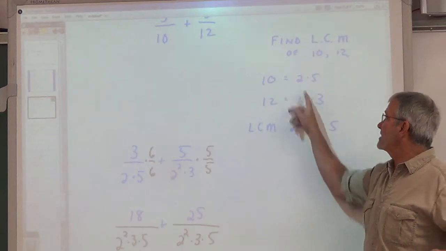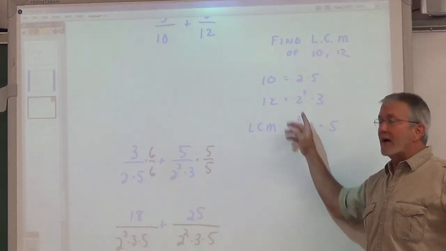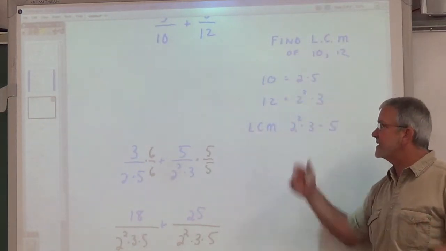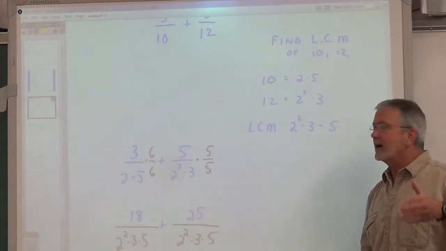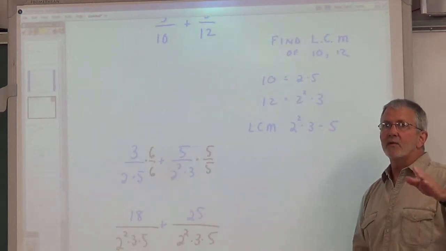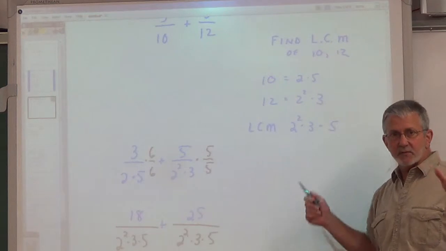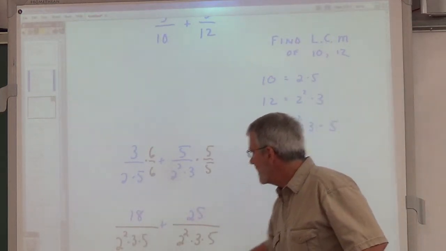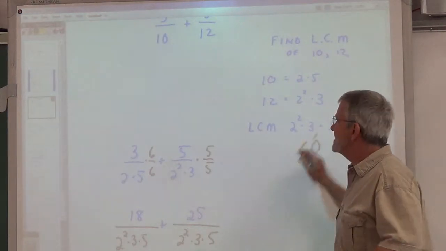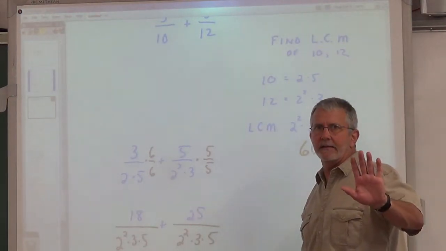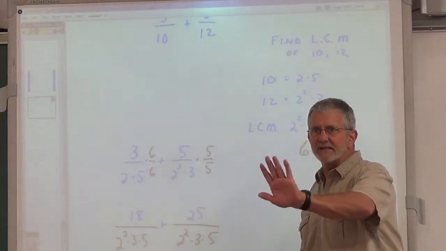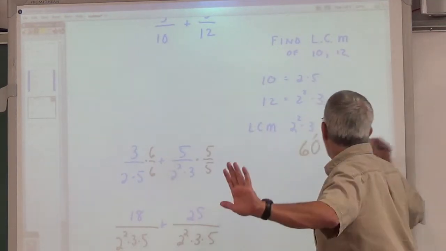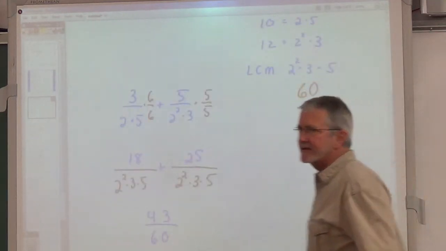The highest power of 3 is 1. The highest power of 5 is 1. So this is the least common multiple: 2 squared times 3 times 5. Which just so happens, 4 times 3 is 12, times 5 is 60. It is 60. Let's write it. But we're not going to write 60 just yet. There's a reason for this madness, if you will, and you're going to find out in the next example.